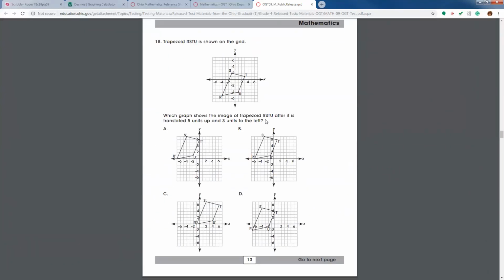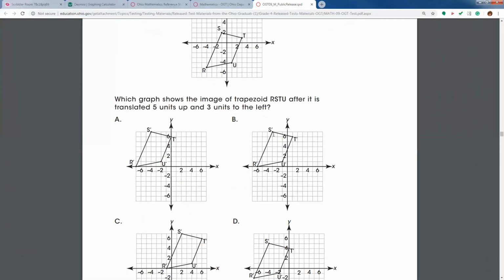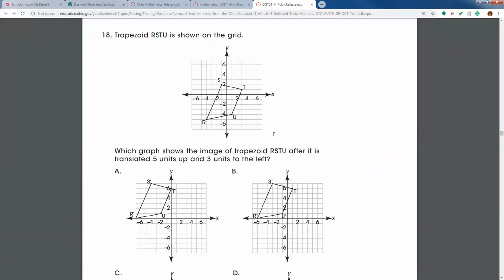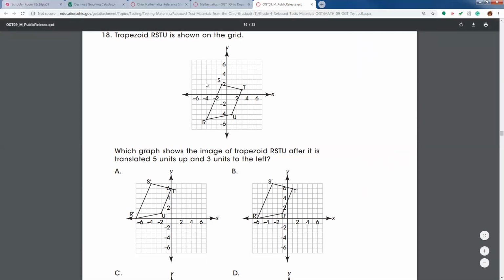Nope. Here's one that's kind of related. So let's take a look at this one. Trapezoid RSTU is shown on the grid. A trapezoid is a specific type of quadrilateral. These 2 sides are parallel. S to R is parallel to T to U. And then the other 2 sides are not parallel. Which graph shows the image of the trapezoid RSTU after it is translated 5 units up and 3 units left?